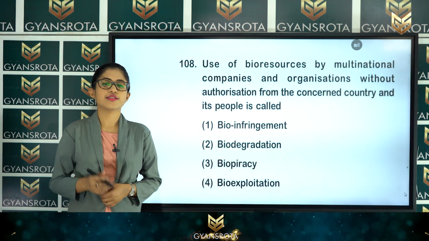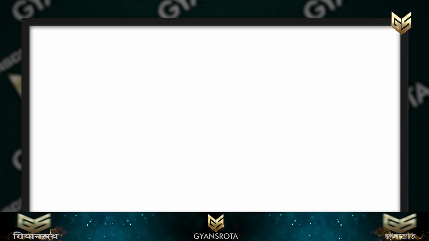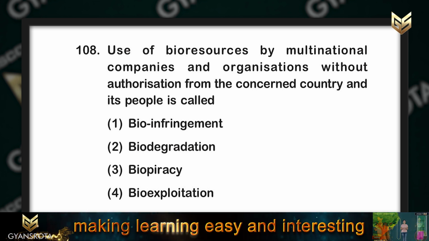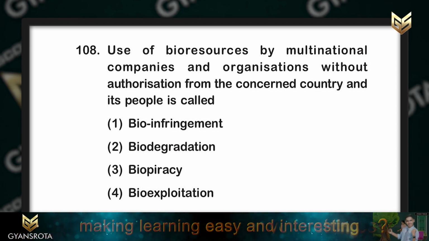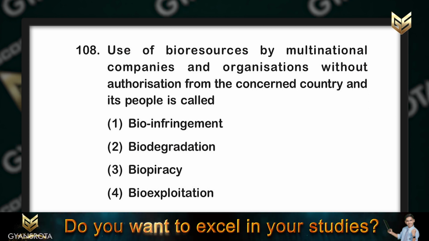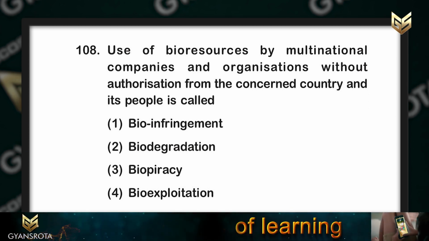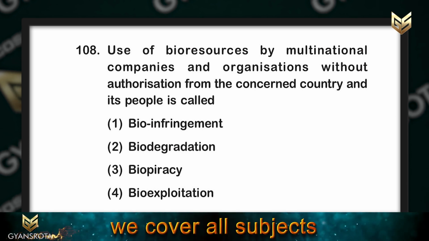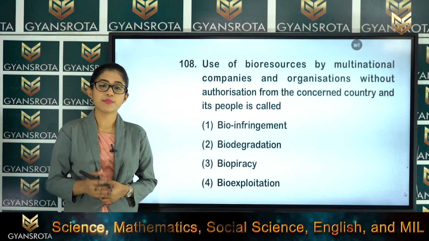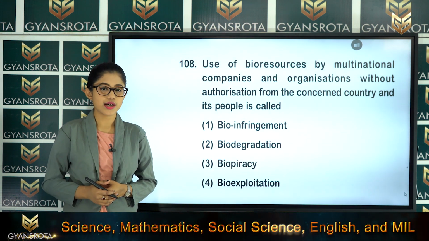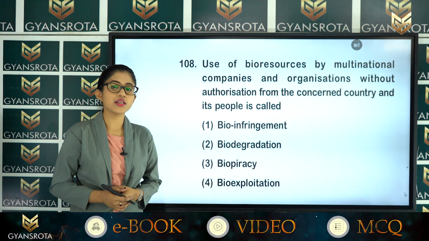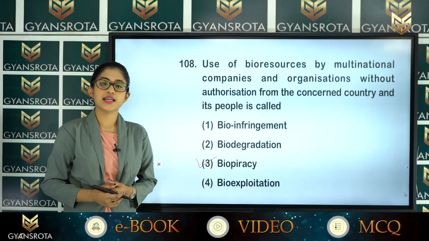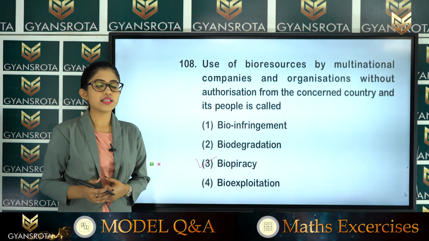In the next question, as you can see here, question number 108, use of bioresources by multinational companies and organizations without authorization from the concerned country and its people is called bioinfringement, biodegradation, biopiracy or bioexploitation. So, this is a direct question from the chapter Applications of Biotechnology, right? So, which among them is the correct option? That is option number 3. Biopiracy is the correct option for this question. Now, let us see the next question.